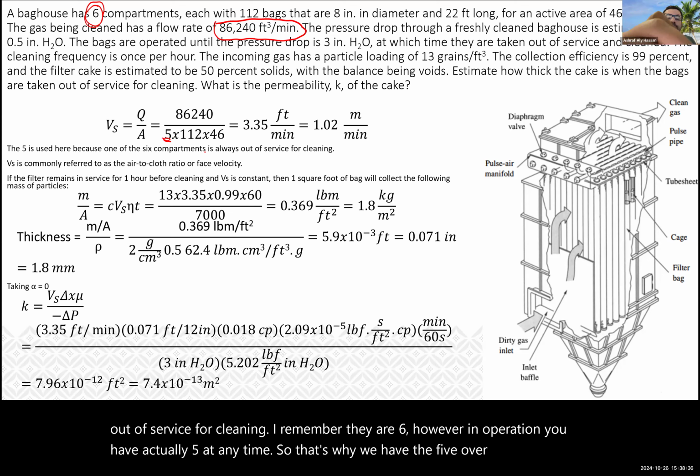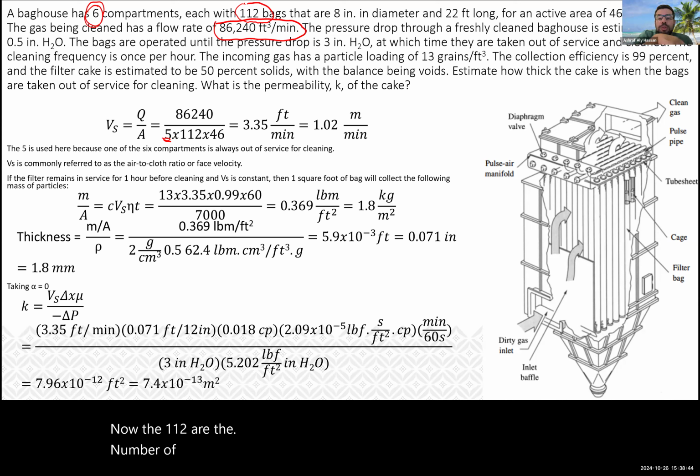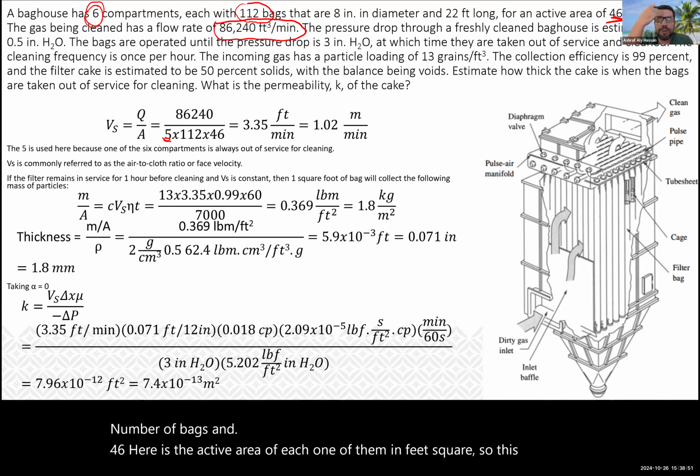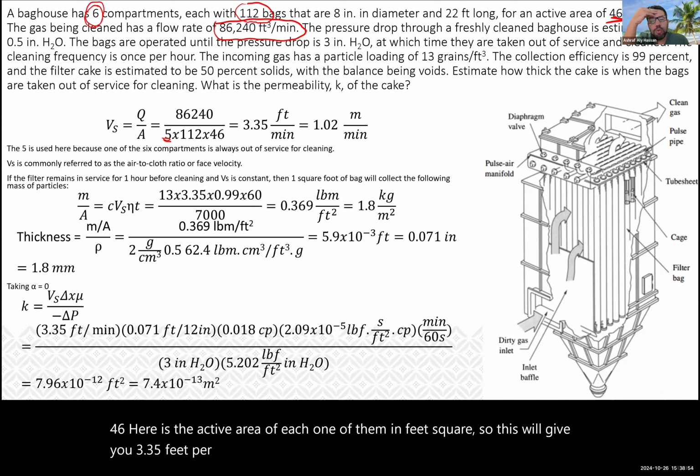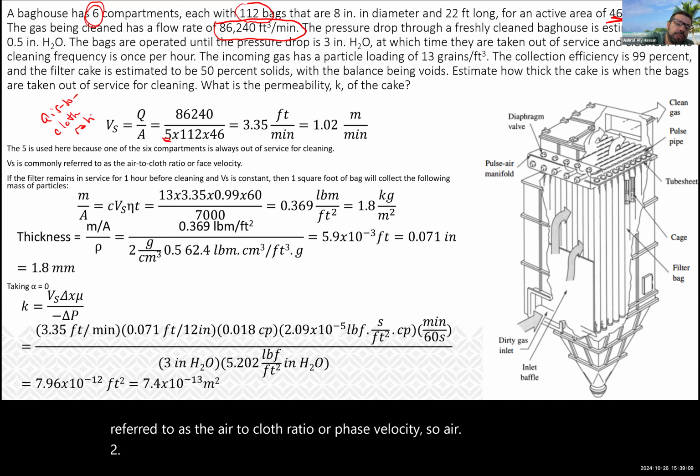Now, the 112 is the number of bags, and 46 here is the active area of each one of them in feet square. So this will give you 3.35 feet per minute, which is also equal to 1.02 meters per minute. Vs is commonly referred to as the air to cloth ratio or face velocity. So air to cloth ratio, this is this Vs.